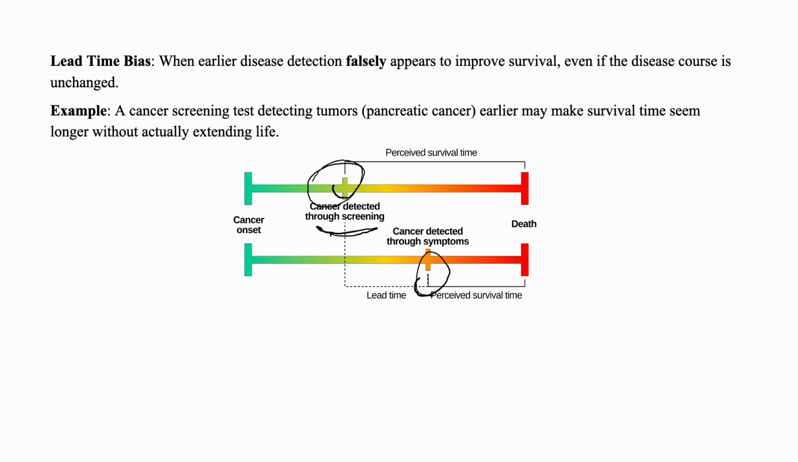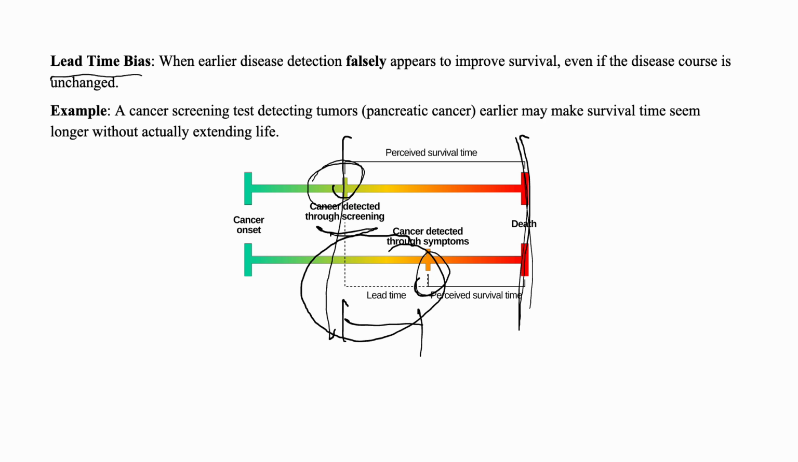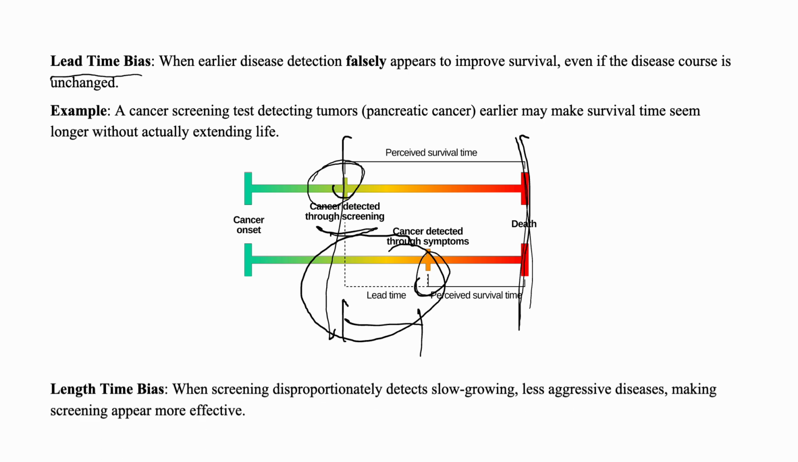it looks like there's all this additional gain in additional survival time, although the only thing that's really happening is the screening is improving, but the actual time of death for the patient is unchanged. So that's our lead time bias, right? Because we have all this additional lead time, which is what we think is improved mortality.